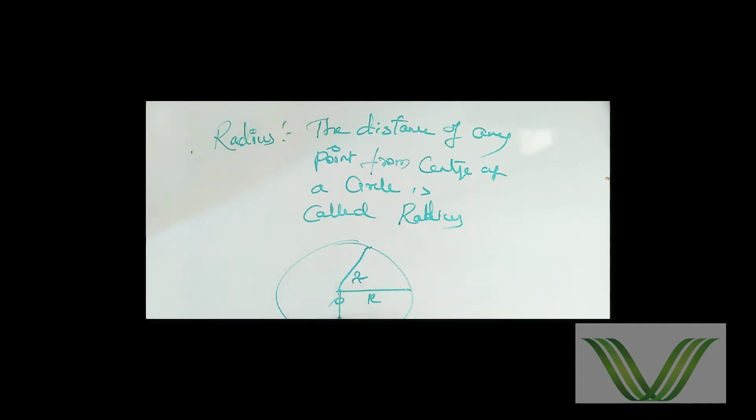Radius, okay. So this is radius. So the distance from any point, it might be here, it might be here, and from that point, that particular line segment should end up at the center of the circle. So covering this distance from any point to the center of the circle, that particular length will be the radius of a circle. Got my point, friends? Okay.